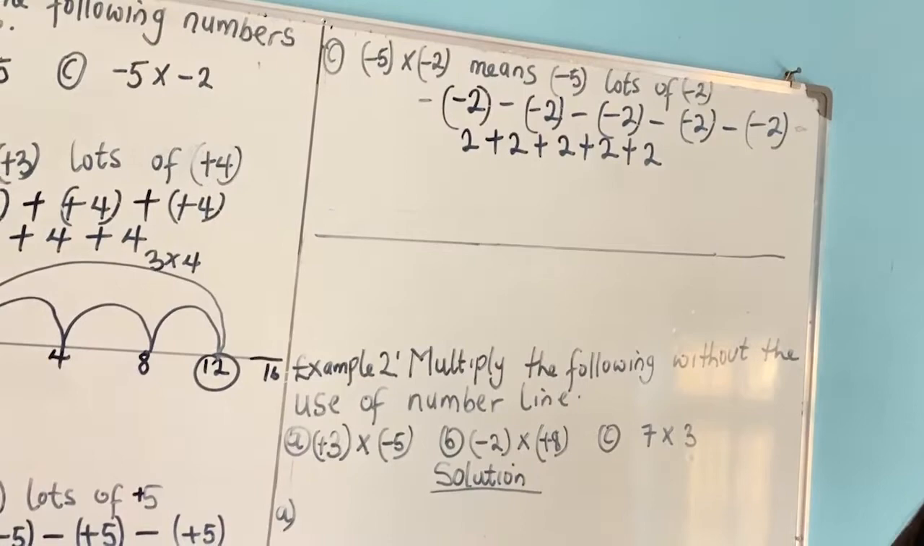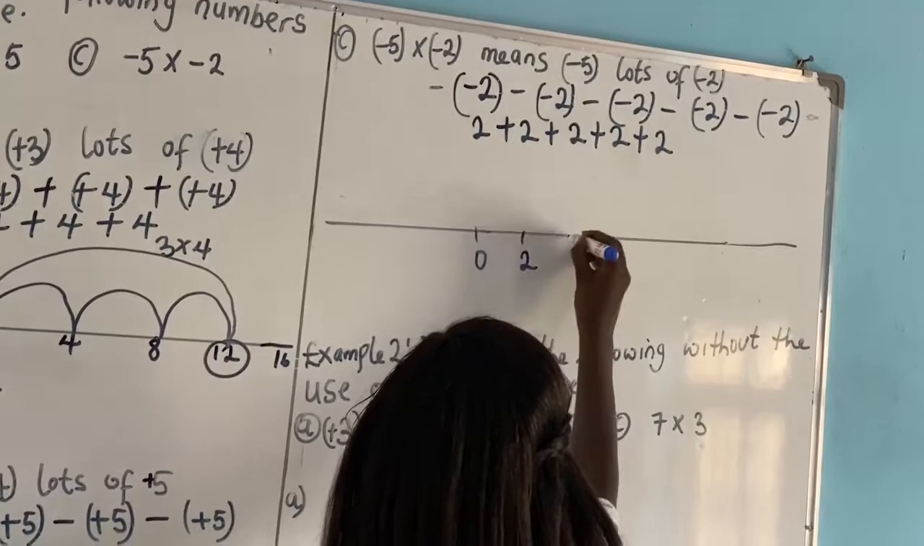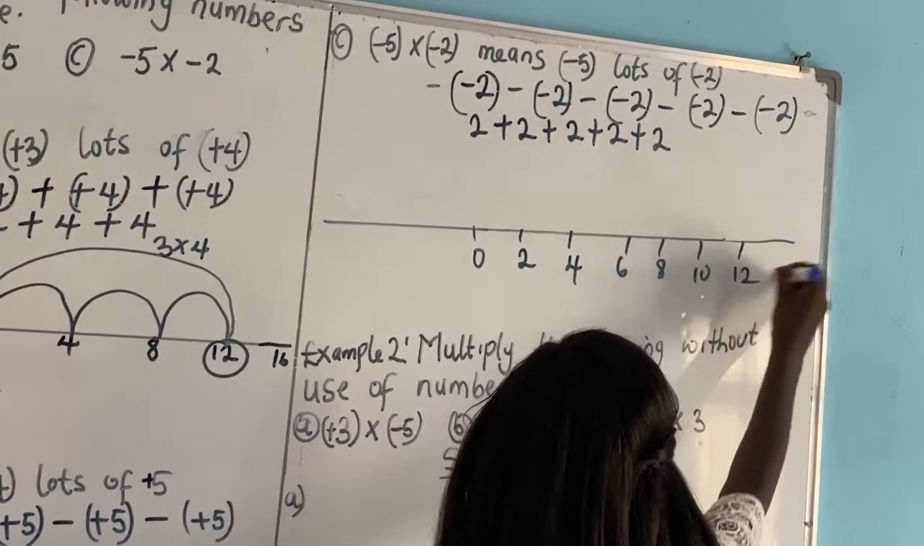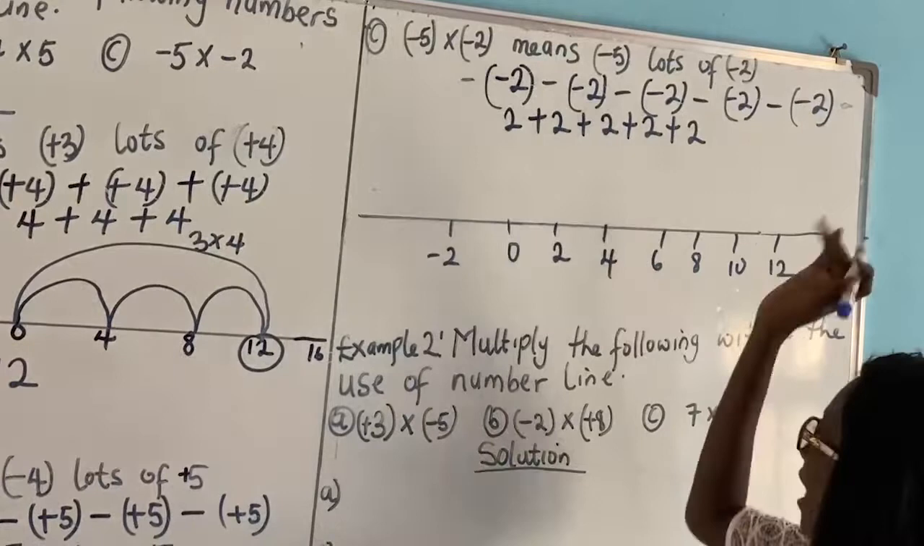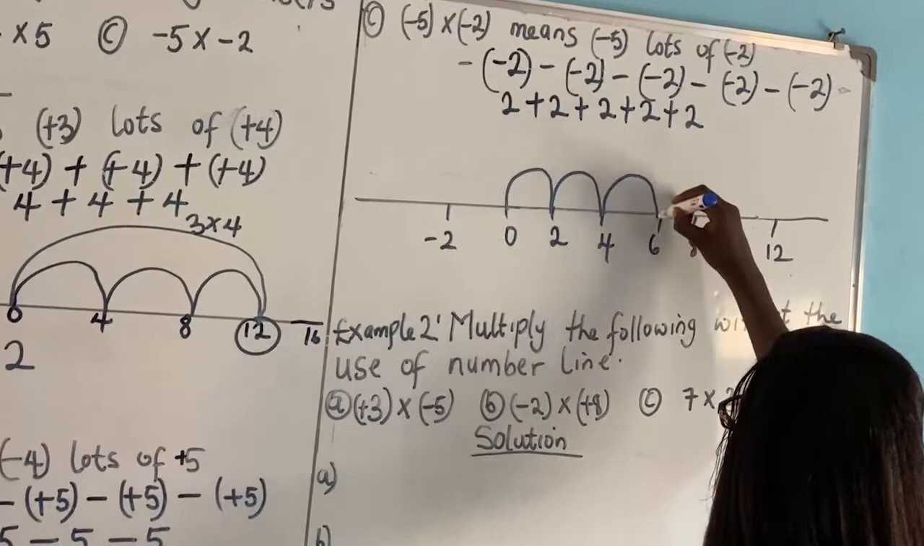Of 0. Okay, so I have here 0. Here is 2, 4, 6, 8, 10, 12. Let's stop here. Yes, we are moving to the right. So we have what? How many 2? 5. So we are counting 5 times. 1, 2, 3, 4, 5.